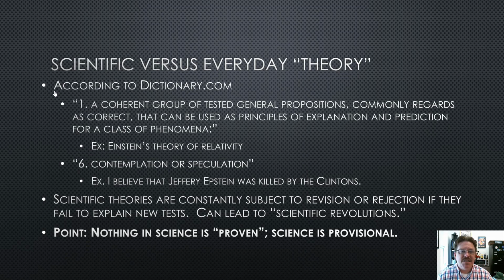Now, the most contested term that people seem to find is theory. Here I'm going to go to dictionary.com. I'm going to take the first and the sixth definitions. The first one is what we consider to be the more scientific definition, and that is a coherent group of tested general propositions commonly regarded as correct that can be used as principles of explanation and prediction for a class of phenomena. Example is Einstein's theory of relativity.